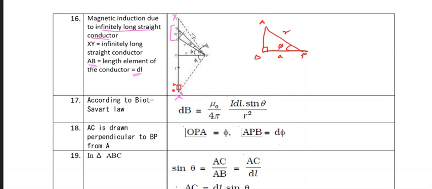Now let us consider AC. Do you understand? This is A, this is B, and this is C, a perpendicular AC. Then that makes an angle d phi. Do you understand? That makes an angle d phi.